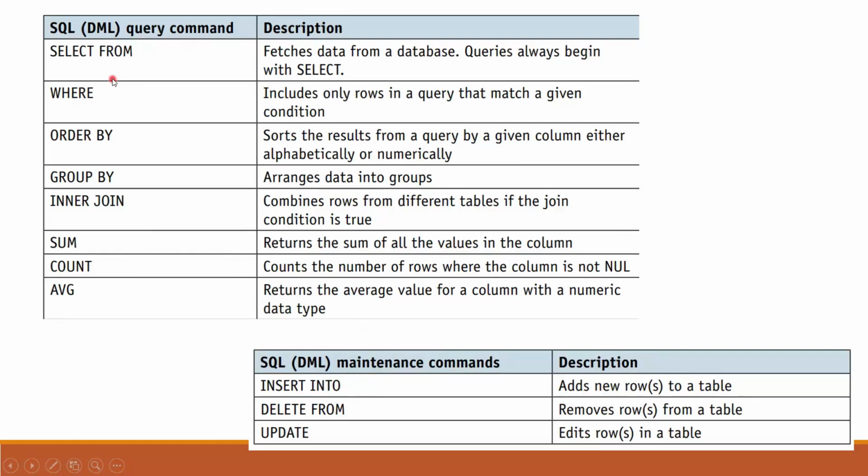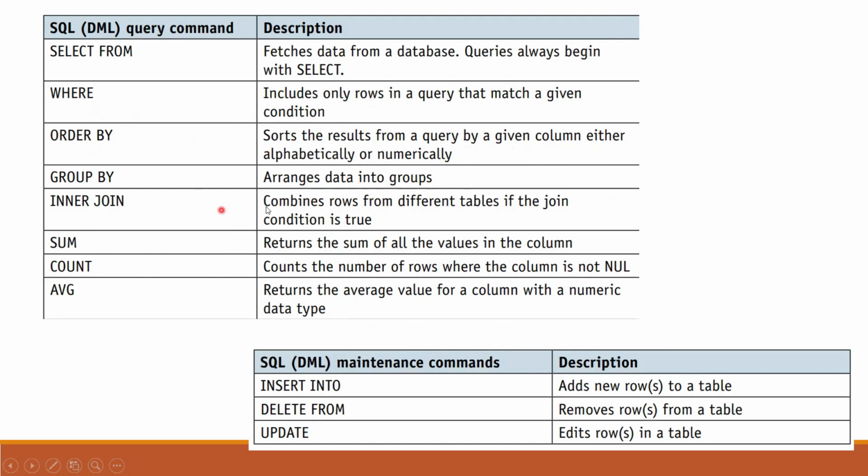For example, if you want to select the fields, or fetch the data from the table, the query always begins with select. For example, select from. If you want to add specific criteria, including only rows in the query that match a given condition, we use where. Order by sorts the results from a query by a given column, either alphabetical or numerical. Group by arranges data into groups.